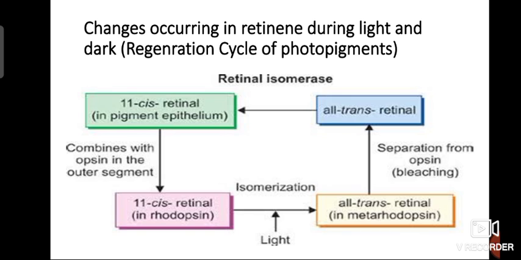Changes occurring in the retina during light and dark: regeneration cycle of photopigments. When light comes on, the rhodopsin's 11-cis retinal isomerizes into all-trans retinal in metarhodopsin, and then separates from opsin. This is known as bleaching, because the separation of opsin releases a reddish color, and it can convert into a pale yellow pigment.